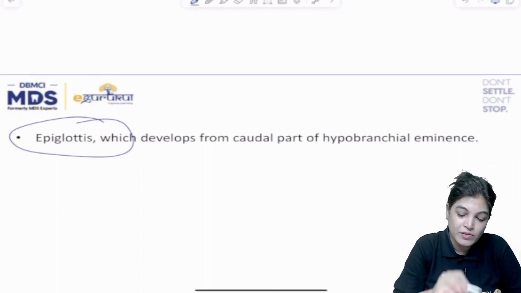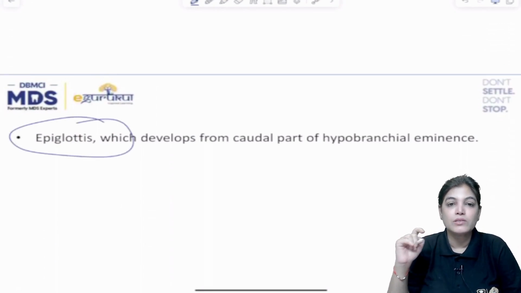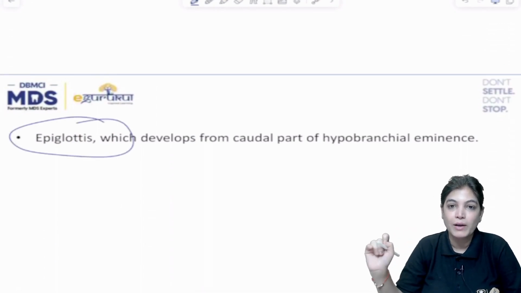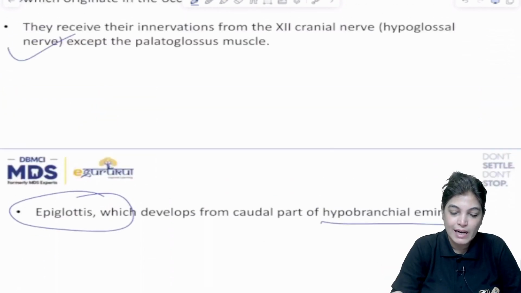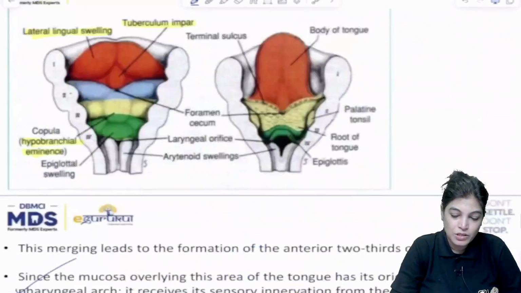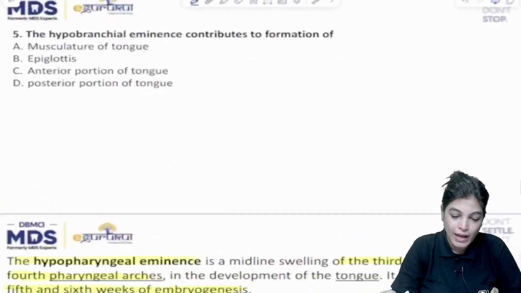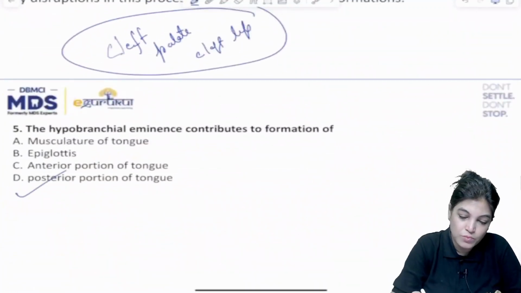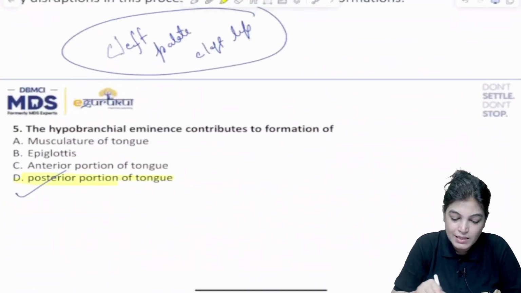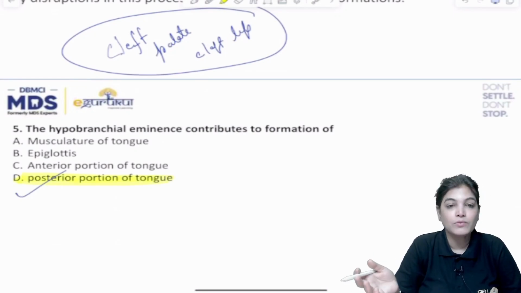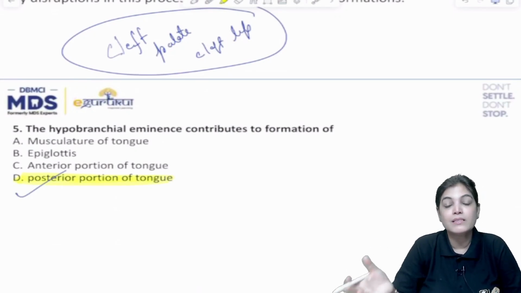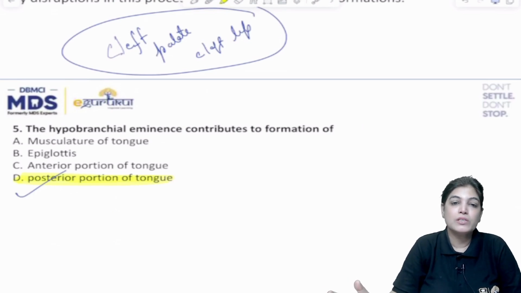Please don't get confused with epiglottis, because epiglottis is also developing from the caudal most part of hypobranchial eminences. So many of you can mark epiglottis as the right answer, but I think the question here, if I have to mark one answer, I will go with posterior portion of the tongue as the right answer. The reason is that epiglottis is formed from the posterior part of the hypobranchial eminence, but hypobranchial eminence is definitely forming the posterior portion of the tongue.